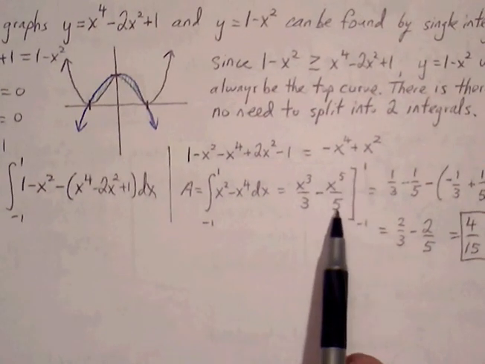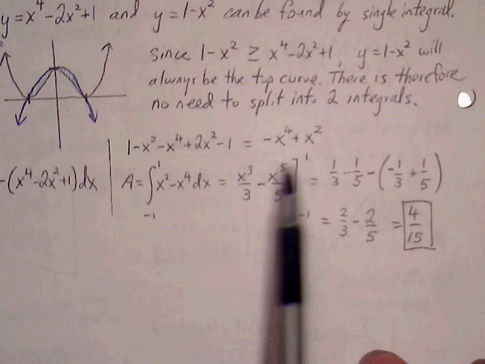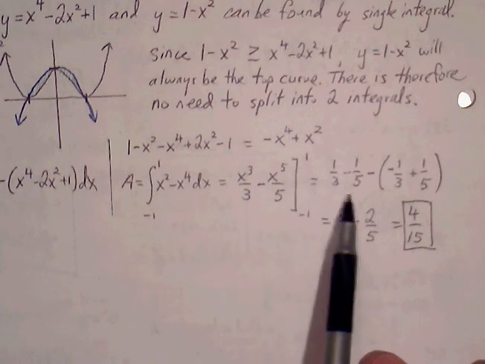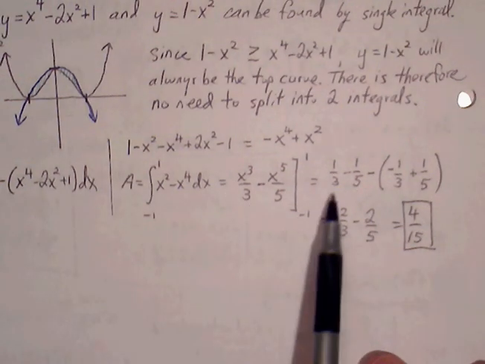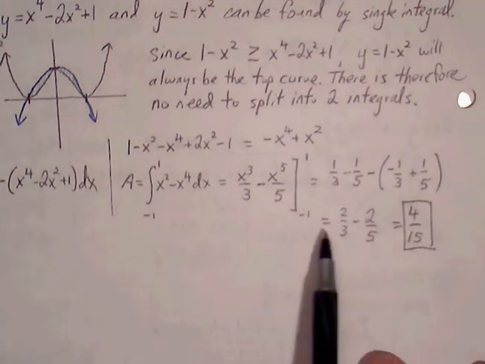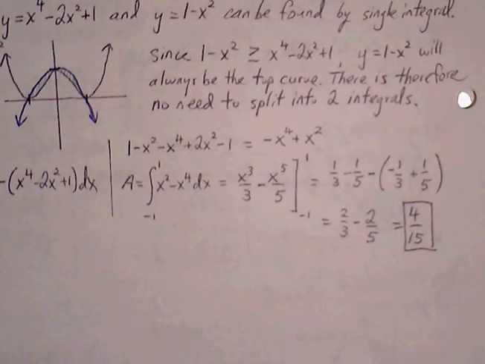Okay. Evaluate between our upper and lower bound. So plug 1 in for the x's. We get 1/3 minus 1/5. Minus, now we plug in the lower bound. We get negative 1/3 plus 1/5. And this combines to be 2/3 minus 2/5, which is 4/15.